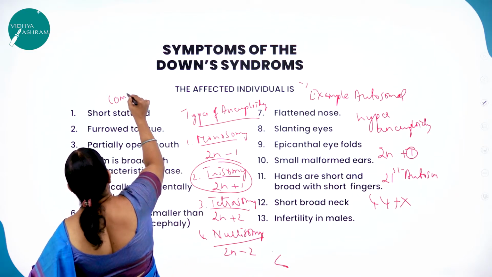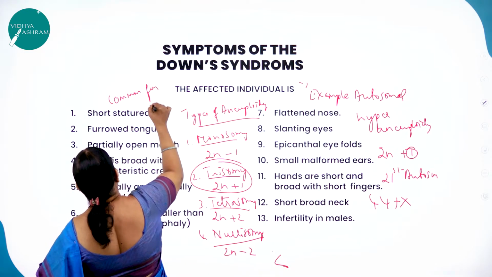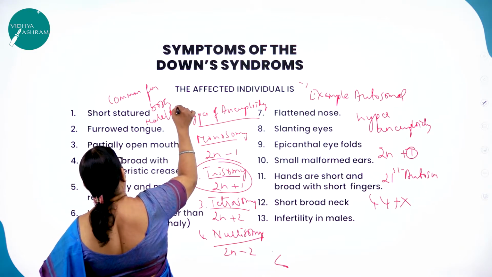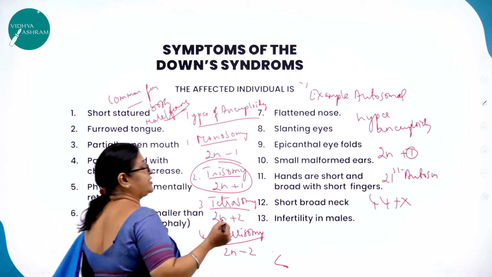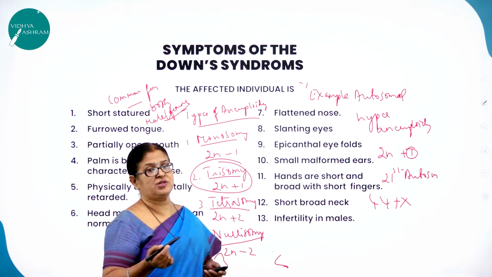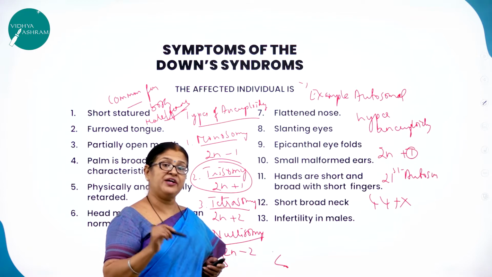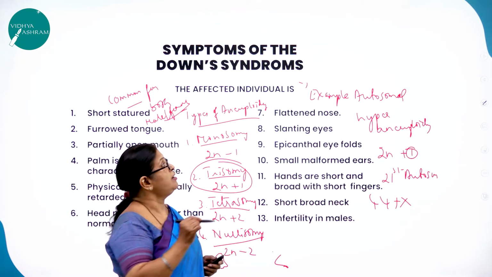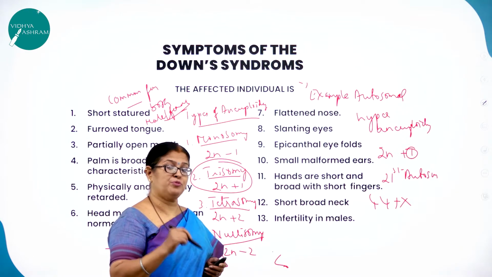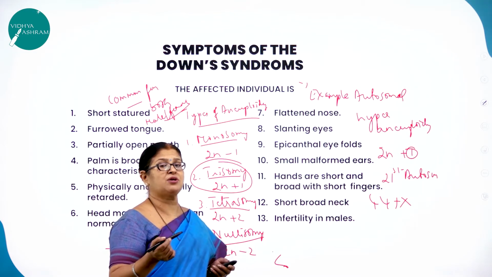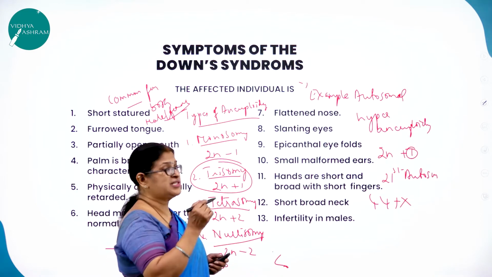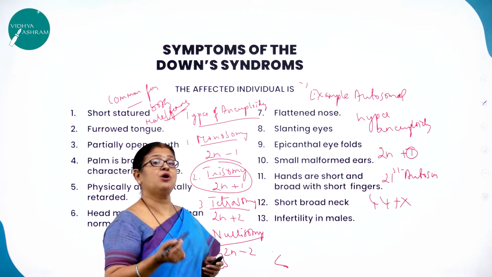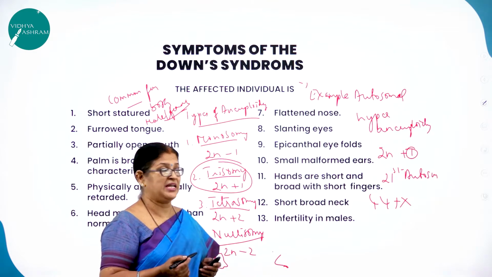This Down syndrome is common for both male and female. Turner syndrome is a disorder found only in females. Klinefelter syndrome is a disorder found only in males. But Down syndrome is common for both male and female. Our autosomes are common for both male and female. So the addition of one extra chromosome is to the autosome, and it is common for both male and female.